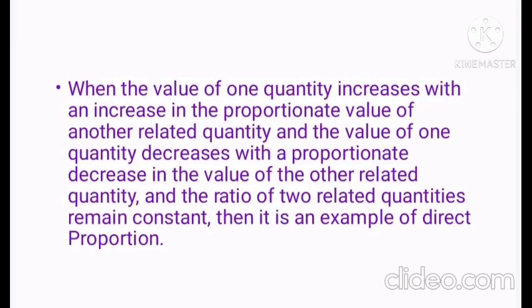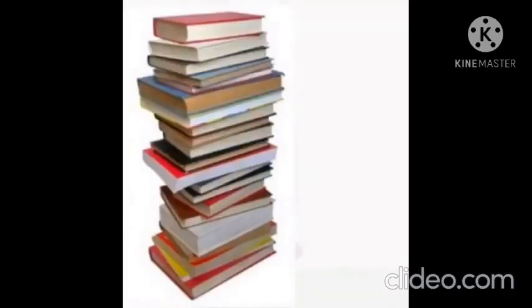Direct proportion. When the value of one quantity increases with an increase in the proportionate value of another related quantity, and the value of one quantity decreases with a proportionate decrease in the value of the other related quantity, and the ratio of two related quantities remains constant, then it is an example of direct proportion. For example, number of books and cost of books. As the number of books increases, the cost of books increases, and as the number of books decreases, the cost of books decreases.